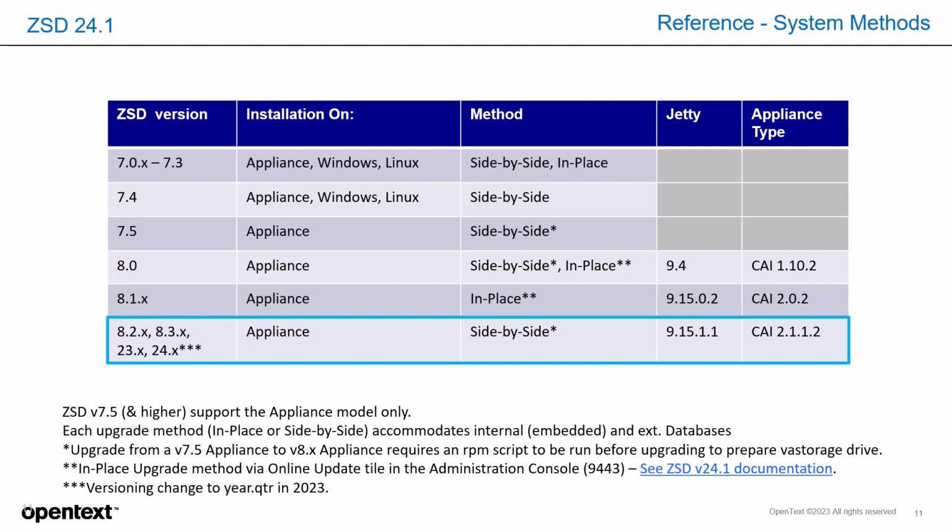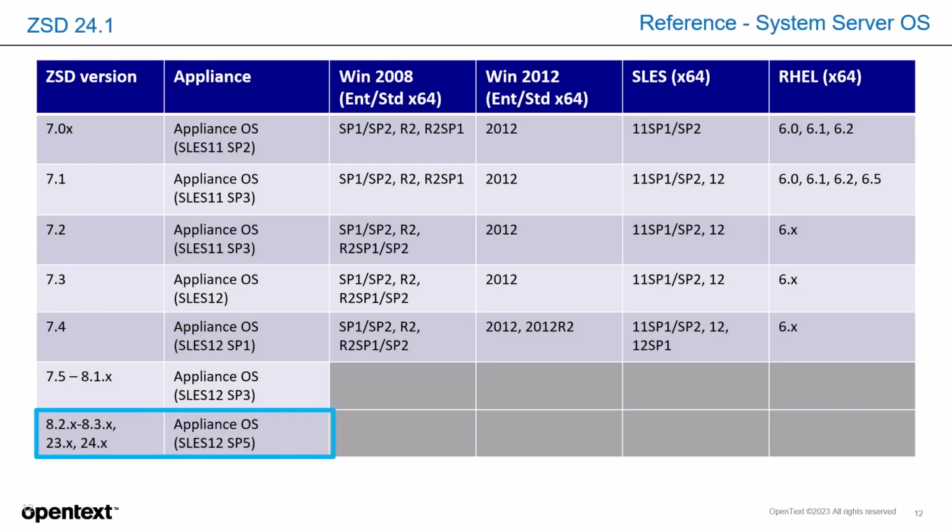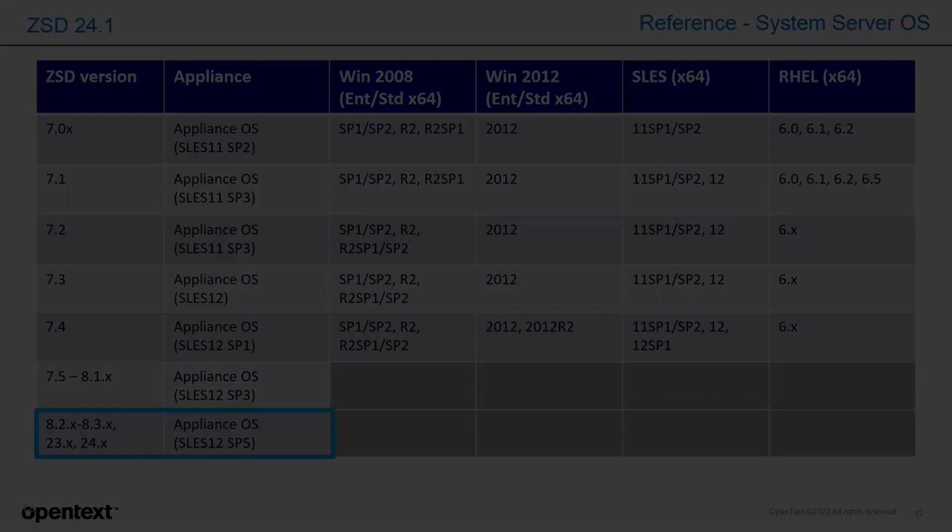These are some detailed slides about system methods, what kind of methods we use, what kind of Jetty and appliance types we're using. So this just is more of a reference for you as we go through these particular slides. This one is the system methods, and obviously it's a side-by-side that we're trying to go to. Next is our system server OS. You can track the OS this way. We're currently on SLES 12 SP5. The next one, which will be 25.1, will be advancing that to SLES 15.